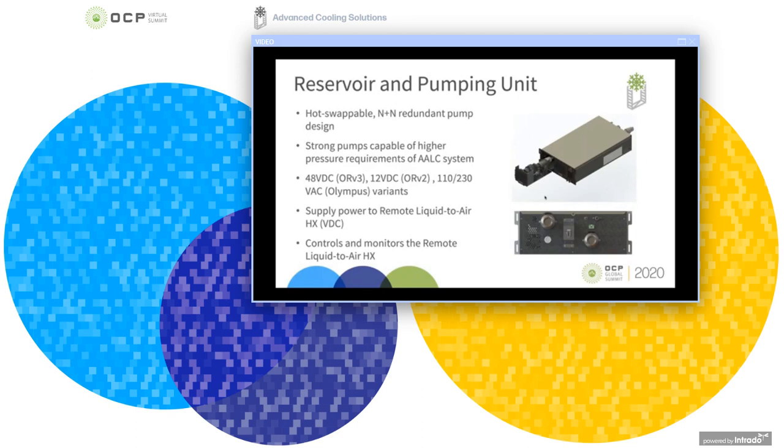To support both Open Rack and Project Olympus racks, a DC variant and an AC variant are included. The DC variant will provide power to the remote liquid-to-air heat exchanger in order to prevent the need for the hex assembly to plug directly into the bus bar. And as John mentioned, the RPU is the brains of the system, so it needs to be able to control the internal pumps for the liquid as well as the fans on the remote liquid-to-air heat exchanger.